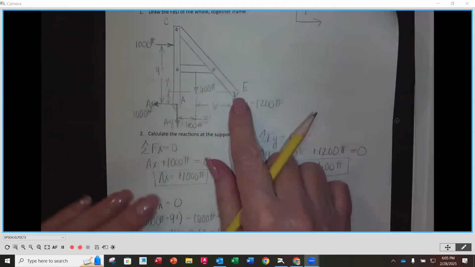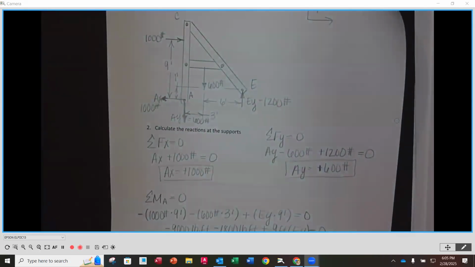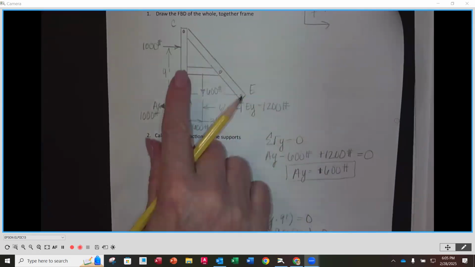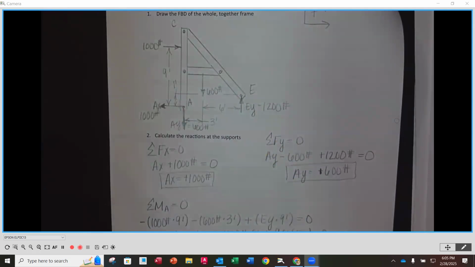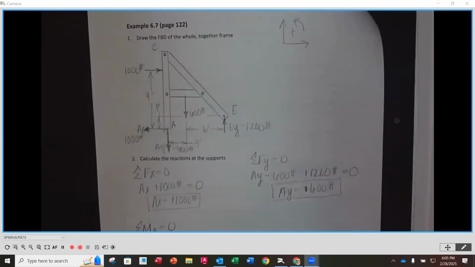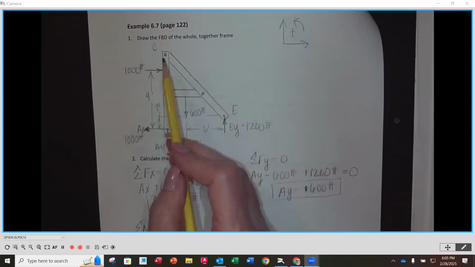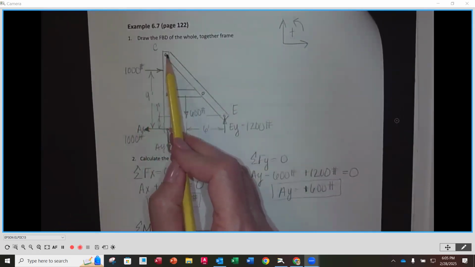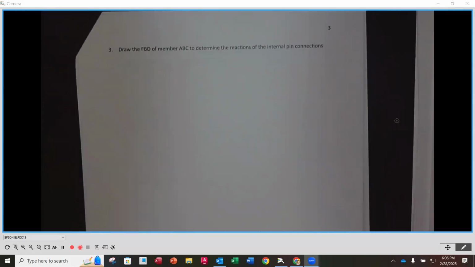So the forces that we see on this together free body diagram, they all stay in the same orientation, the 1,600 and the reactions at the supports. Okay. Now we're ready to pull it apart and find out what are the reactions at each one of the pins. The pins are going to be at C that hold the members together, at B, and at D.